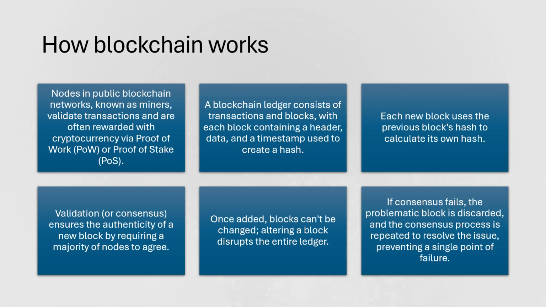Validation, or consensus, ensures the authenticity of a new block by requiring a majority of nodes to agree. Once added, blocks can't be changed. Altering a block disrupts the entire ledger. If consensus fails, the problematic block is discarded, and the consensus process is repeated to resolve the issue, preventing a single point of failure.